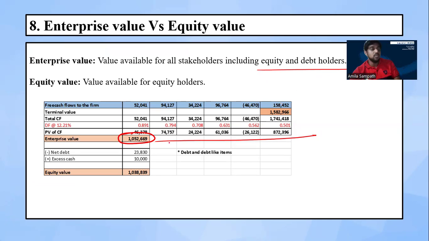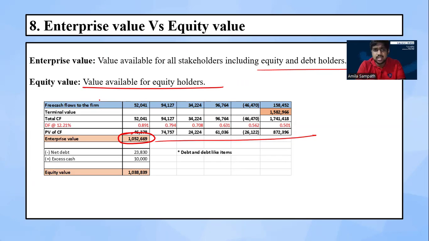That means this value is not only for the equity holders. This value is for both equity and debt holders. Therefore, from a valuation perspective, this enterprise value is the value of the entire business. But the final output should be for our equity shareholders. That means we need to identify the value available for equity shareholders, and we call this the equity value.